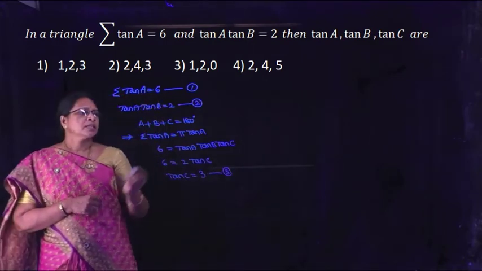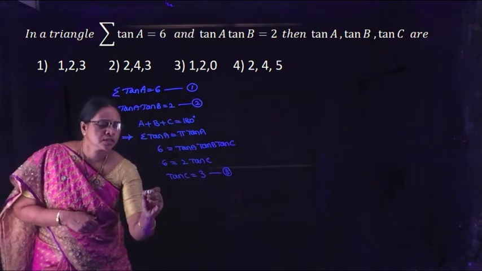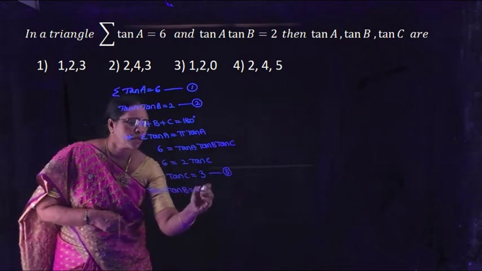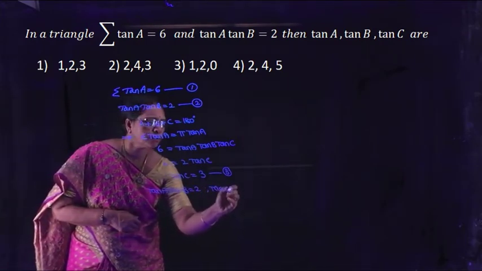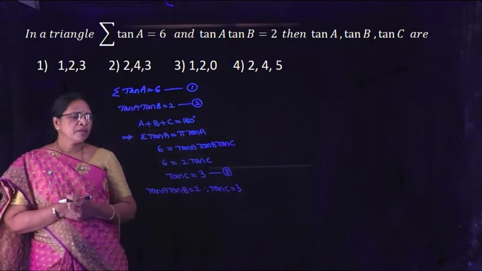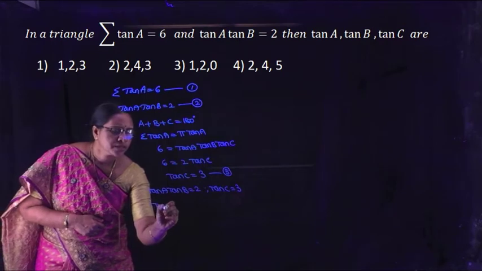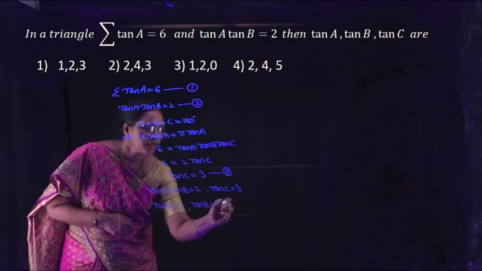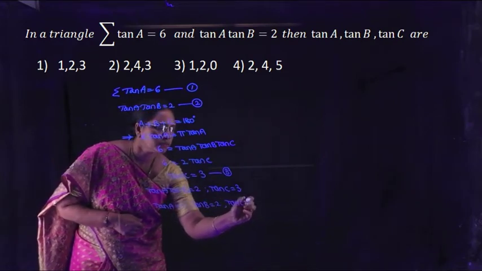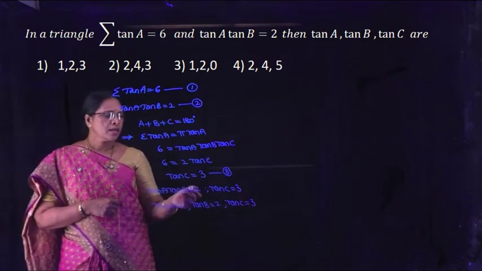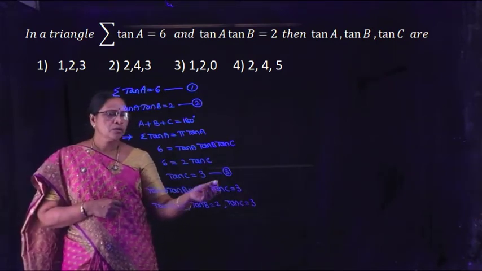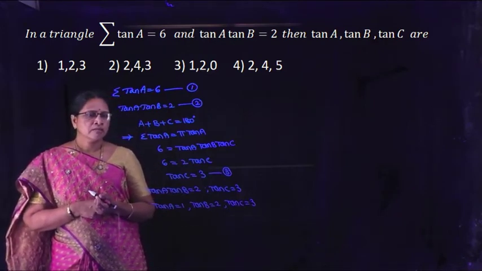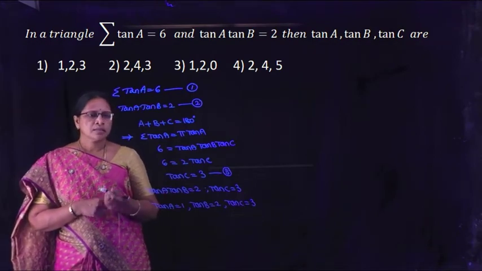Observing the second and third equations, that are tan A into tan B is equal to 2 and tan C is equal to 3, we get, by verification method, tan A is equal to 1, tan B is equal to 2, tan C is equal to 3. Here the values of tan A, tan B, tan C are 1, 2, 3. So the first option 1, 2, 3 is correct.